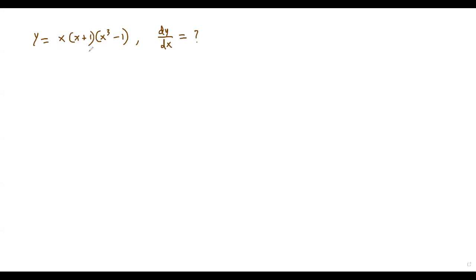So if I have the product of three terms which contain variable, it's a bit difficult for me to use the product rule. So first, let's multiply the first term x and the second term, I mean the binomial x positive 1. Okay, let me do it first.